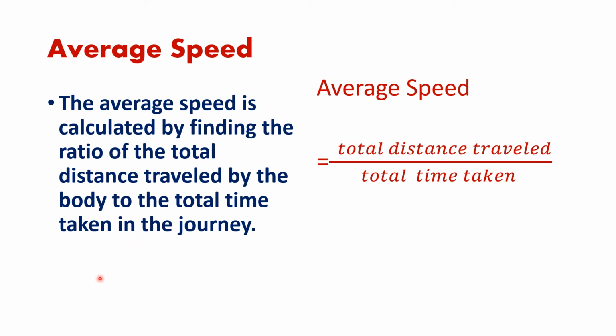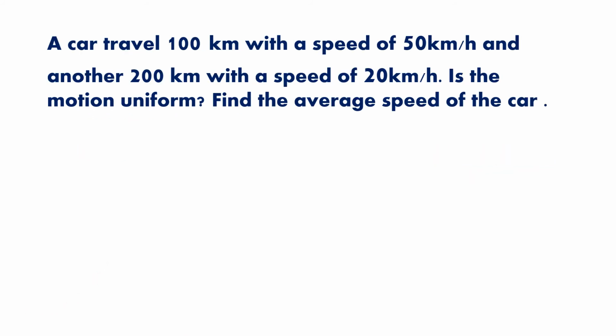Okay, so when I talked about numerical, I would like to show you one numerical problem also. Here's the problem. A car travels 100 kilometer with a speed of 50 kilometer per hour and another 200 kilometer with a speed of 20 kilometer per hour. Okay, so first it was going at a good speed, 50 kilometer per hour, and then suddenly maybe the roads were very bad, so it was going at a very slow speed, that is 20 kilometer per hour. So you see, first distance is 100 kilometer and the next is 200 kilometer.